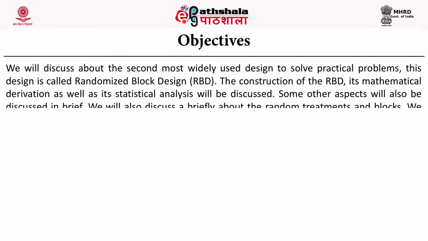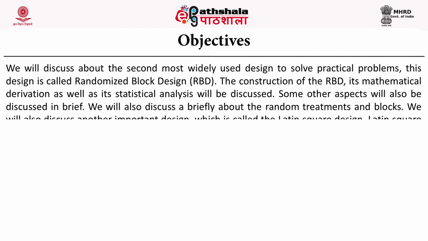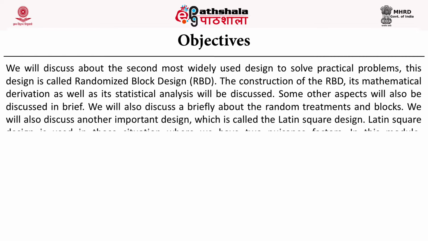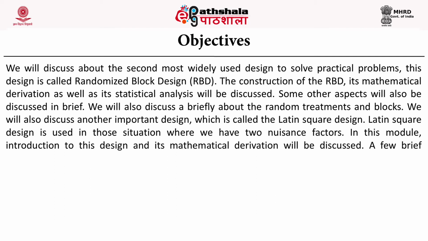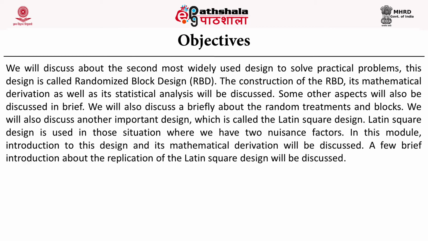The construction of the RBD, that is mathematical derivation, as well as its statistical analysis will be discussed. Some other aspects will also be discussed in brief. We will also discuss briefly the random treatment and blocks. We will also discuss another important design which is called the Latin square design. Latin square design is used in those situations where we have two nuisance factors. In this module, an introduction to the design and its mathematical derivation will be discussed. A brief introduction about the application of the Latin square design will also be discussed.